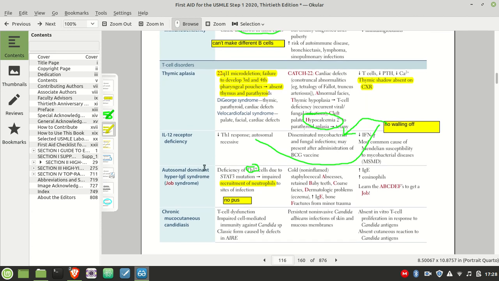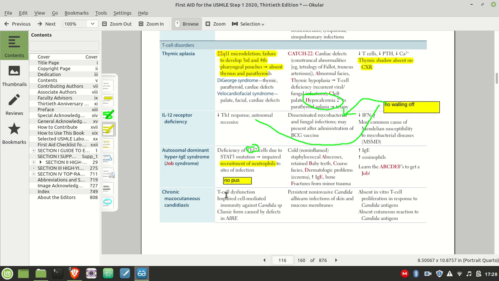Job syndrome, no pus. And if you see something, no pus, it's always Job syndrome. Elevated IgE, elevated eosinophils. Why is there no pus? Because you can't recruit neutrophils. Neutrophils make up a whole bunch of that pus. T cell dysfunction, obviously impaired cell-mediated immunity.